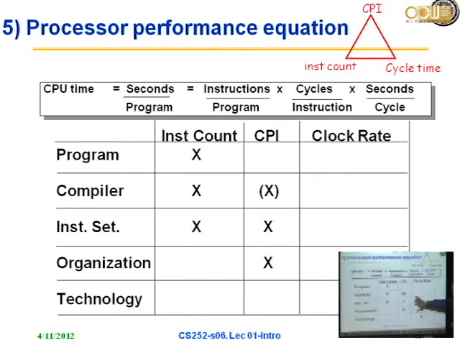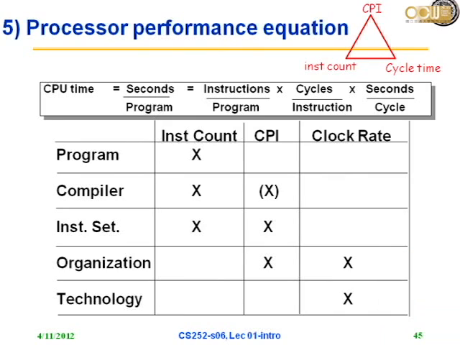Okay, so this table is only for your reference. You can put an X here. Can you X instruction count for the organization? Maybe not. And here CPI, definitely. Clock rate, definitely. For technology, okay, I agree with the author. Only the clock rate. So if you like, you can X this. And you can also X the CPI for the program.